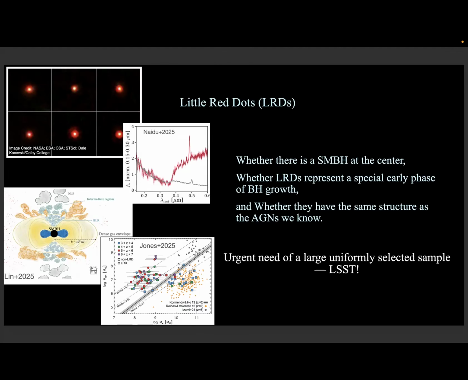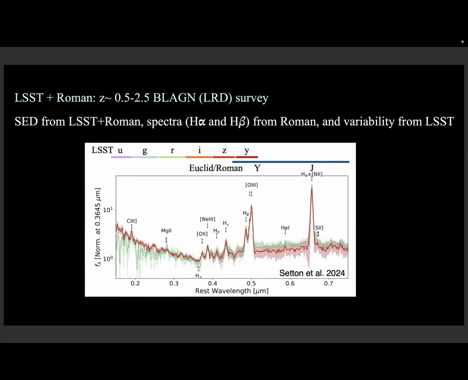To answer these questions, we first need to confirm whether there's a supermassive black hole at the center. We also want to know whether the little red dot represents a unique early phase of supermassive black holes, existing only at high redshift. And the third question is whether they have the same structure as the normal AGNs we know. To answer these questions, we need a large, uniformly selected sample, and only LSST can do that. What we can do is LSST plus Roman. We have the SED, it's actually from LSST plus Roman.